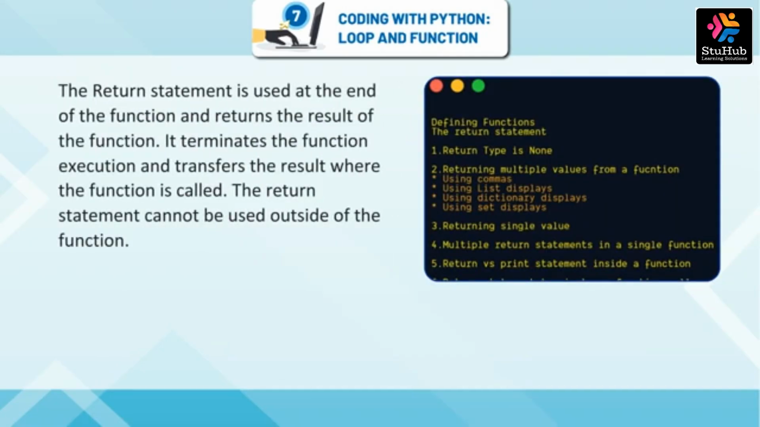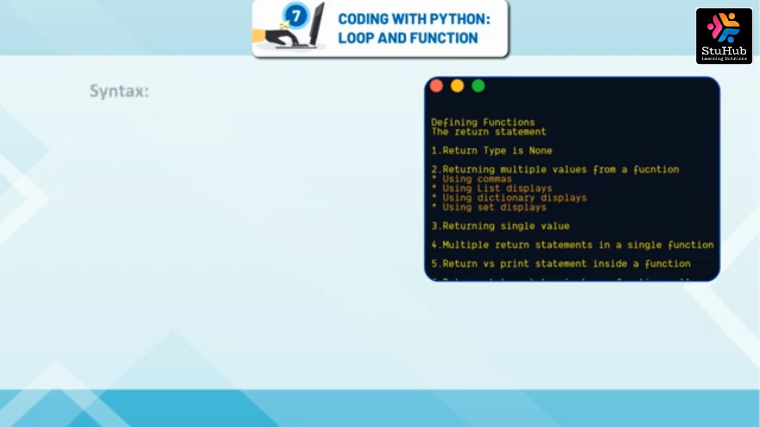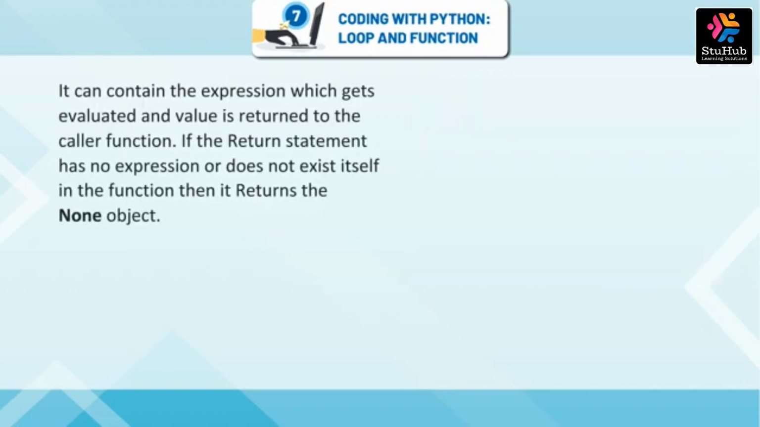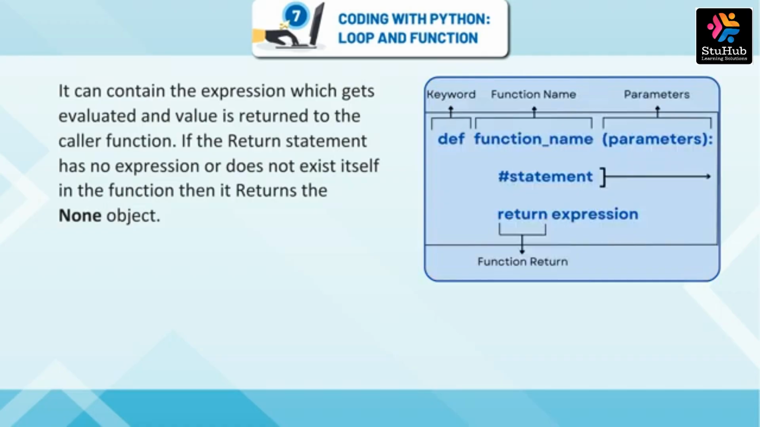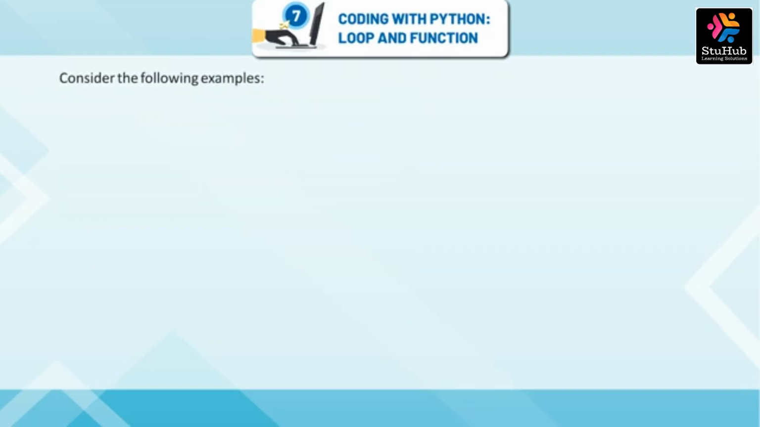Return statement. The return statement is used at the end of the function and returns the result of the function. It terminates the function execution and transfers the result to where the function is called. The return statement cannot be used outside of the function. Syntax: return expression_list. It can contain the expression which gets evaluated and the value is returned to the caller function. If the return statement has no expression or does not exist itself in the function, then it returns the None object. Consider the following examples.